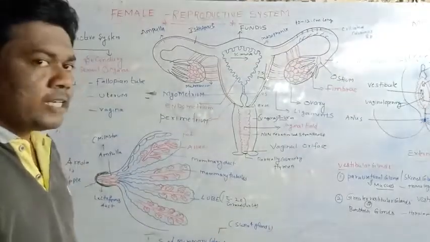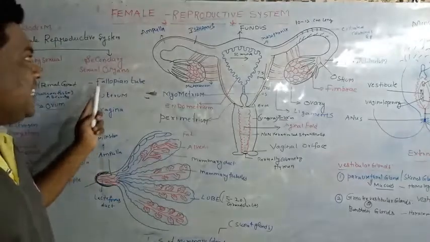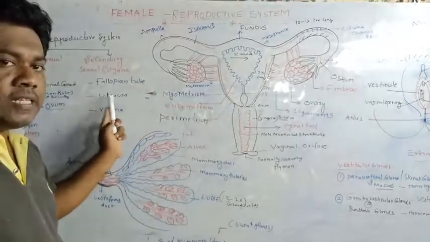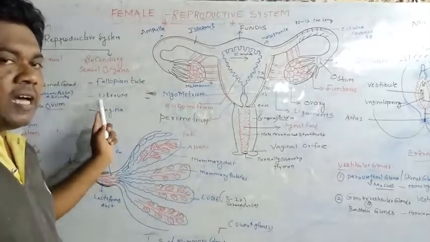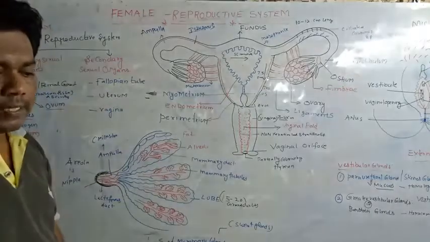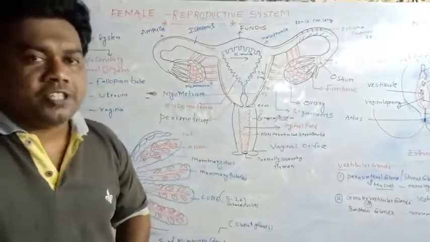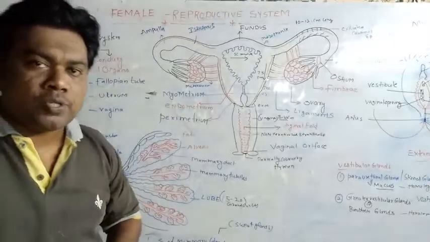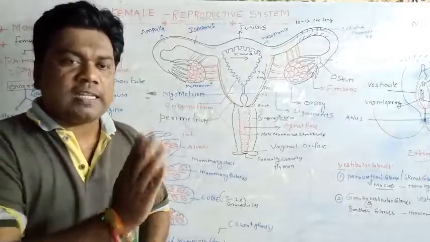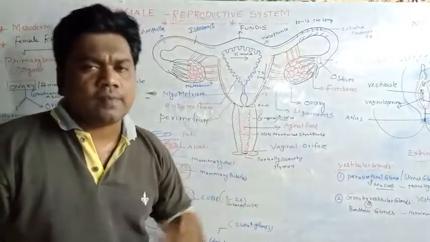So what are the primary sexual organs? The primary sexual organs include the ovary, and the secondary sexual organs include the fallopian tube, uterus, vagina and cervical canal. So these belong to the secondary sexual characters. The female reproductive system arises from the mesoderm and is divided into two parts: primary sexual organs and secondary sexual organs. The primary sexual organ consists of the ovary.